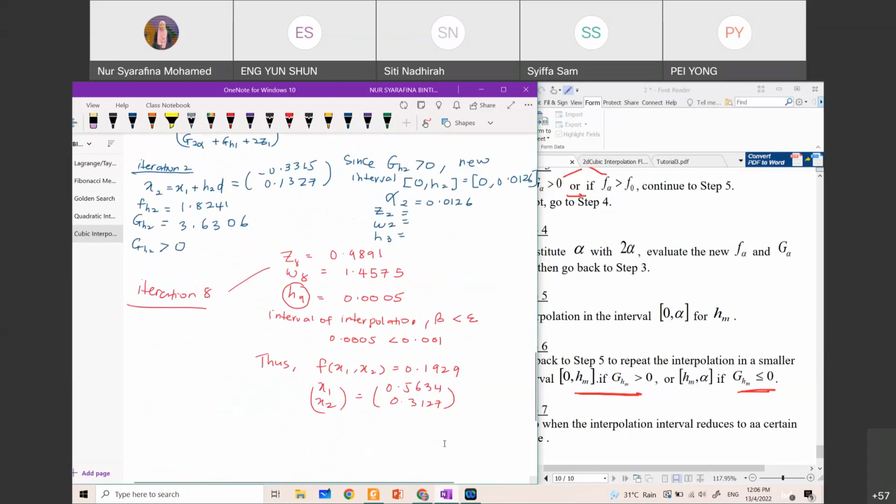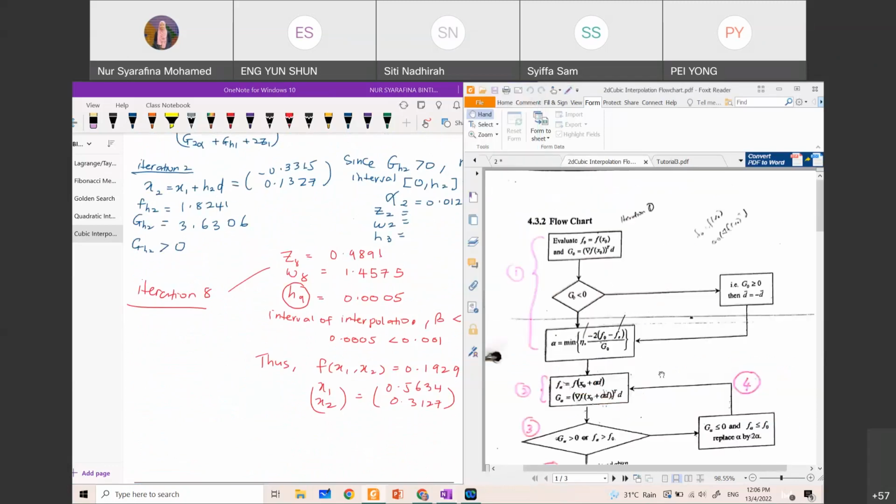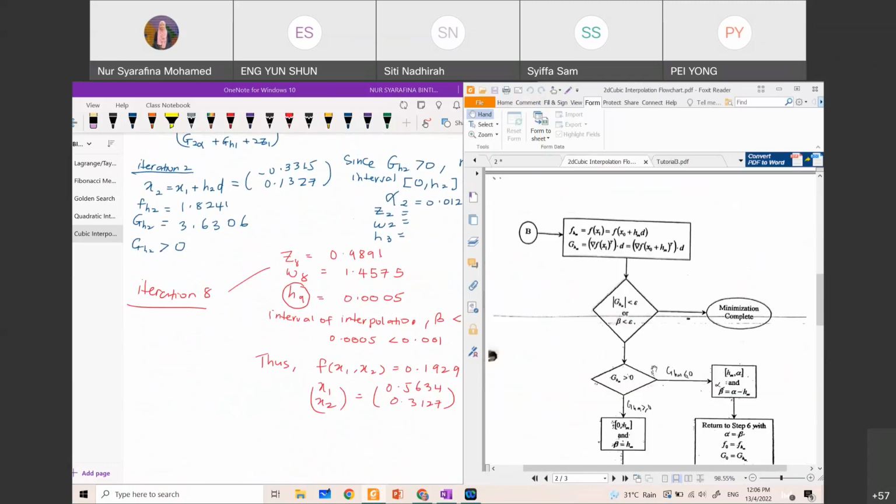So actually, your stopping criteria is referring to this GHM or beta. What is beta? Beta is the length of interval which is obtained from HM. So as you can see, your last H9 here is 0.0005, which is less than epsilon. Then we just can stop.